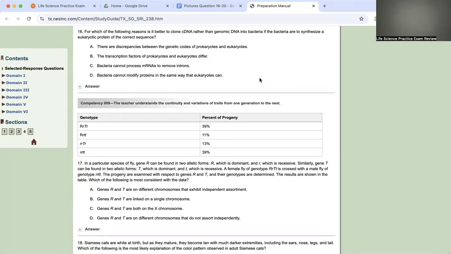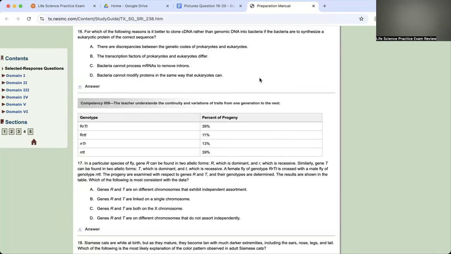C is the correct answer because bacteria cannot remove introns. It's a big thing with bacteria. They don't have introns, and they can't remove introns. So if we're going to introduce our DNA to bacteria, we have to give them DNA without those introns. Genomic DNA is going to have those introns, but cDNA is not, making it the correct answer here. So the biggest thing with this question is knowing the difference between cDNA and genomic DNA. That's really what they're hitting at here.